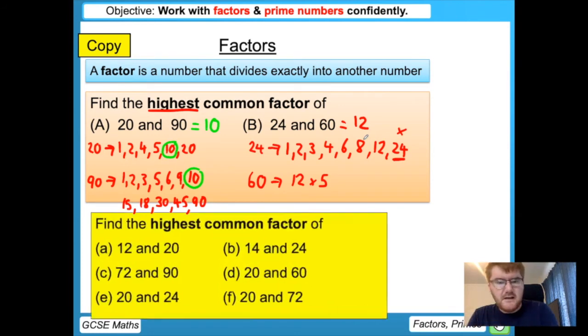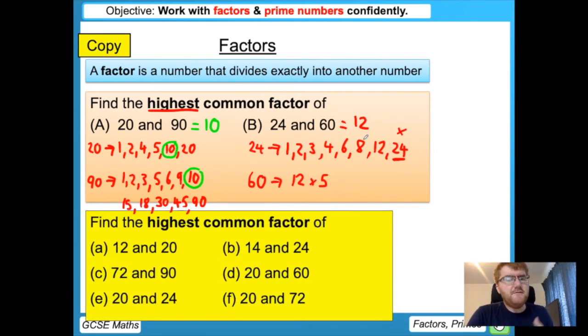Okay, so have a go at the questions below. Notice I've used numbers that we've already found factors of, so it's going to save you a little bit of time. Give yourself 5 minutes on these.